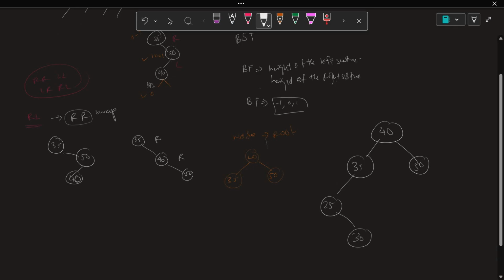Okay, so that's where you put 30, and now you go ahead and check the balance factor again. The balance factor didn't change over here. Here you have 0. Here you have -1. Here you see you have 2. Let me change it.